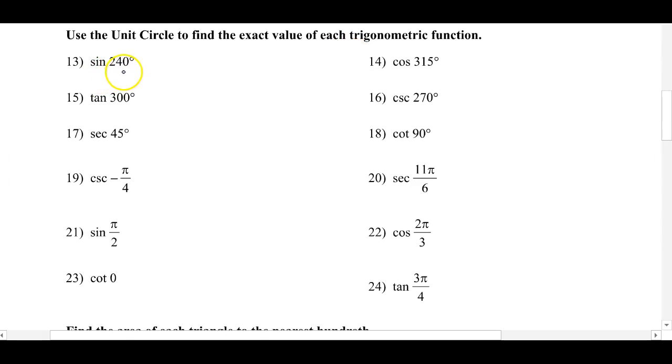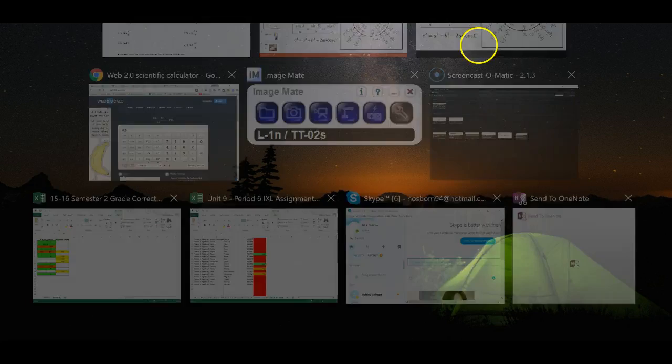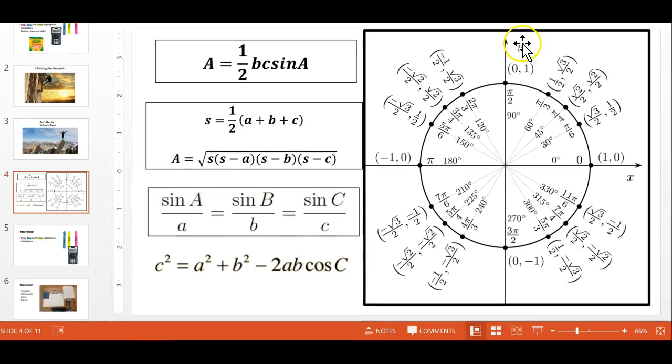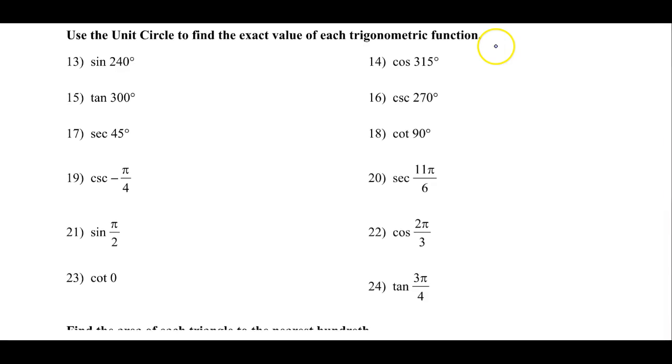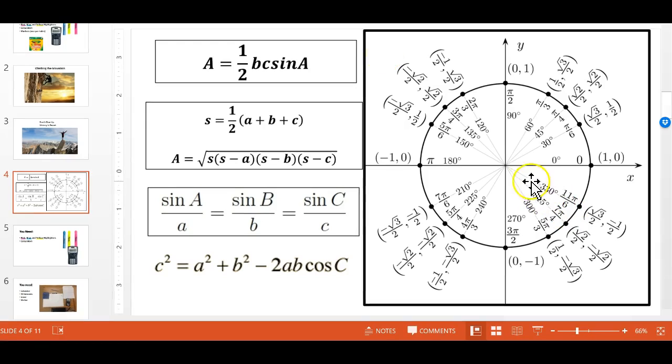First we need to find the sine of 240 degrees. So go to the unit circle, and go to 240. And remember the sine is the y value, so it's going to be negative rad 3 over 2. So the answer is simply negative rad 3 over 2. And then let's do the cosine at 315. The cosine again is the x value, so go to 315 degrees, and the x value is rad 2 over 2.